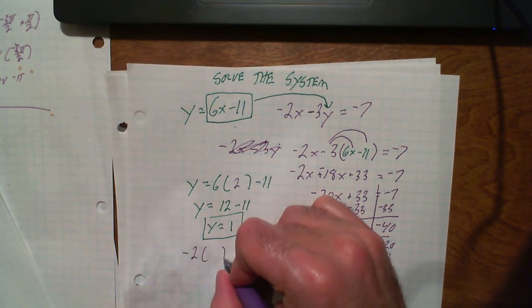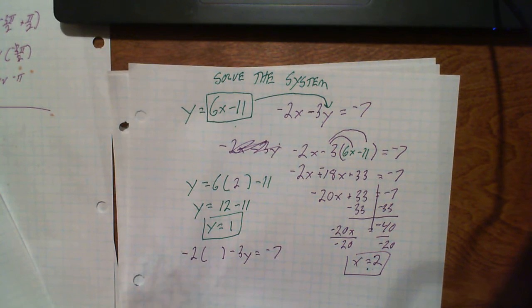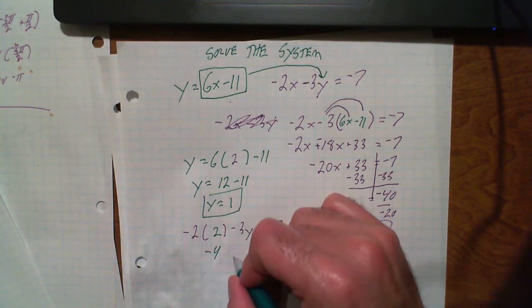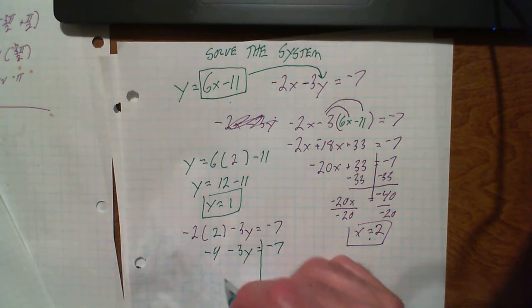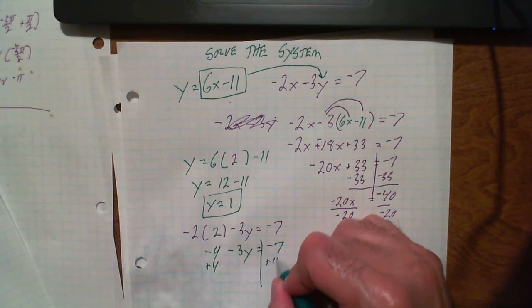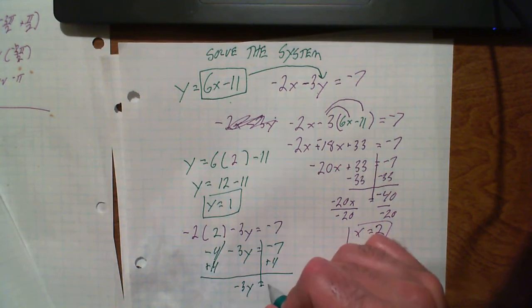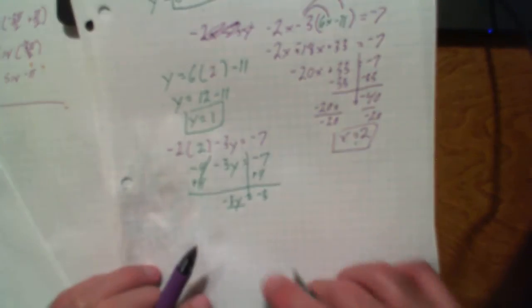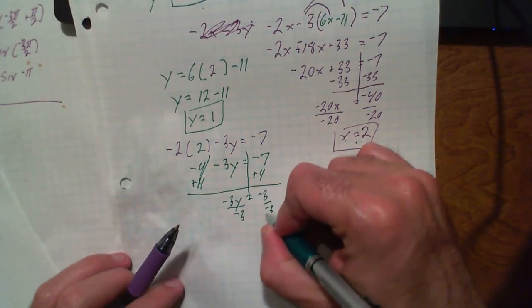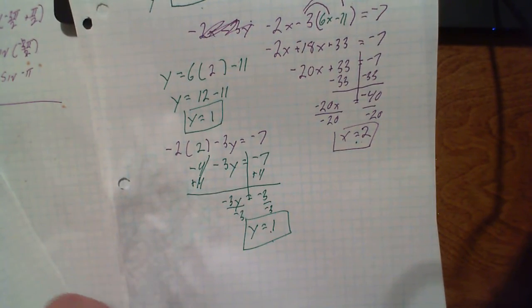Negative 2 times x, minus 3y equals negative 7. Instead of x, we're going to plug in 2. Negative 2 times 2 is negative 4, minus 3y equals negative 7. Now let's get the y by itself by adding 4. That goes away. Negative 3y equals negative 3. Divide both sides by negative 3, and I also get y equals 1. So I'm good. If they're both 1, I know my answer is correct.